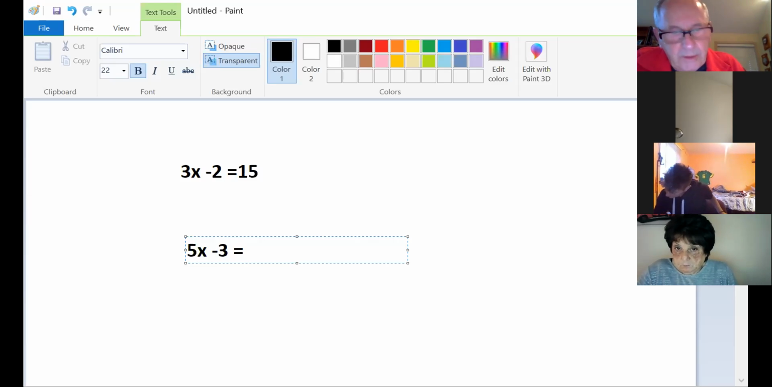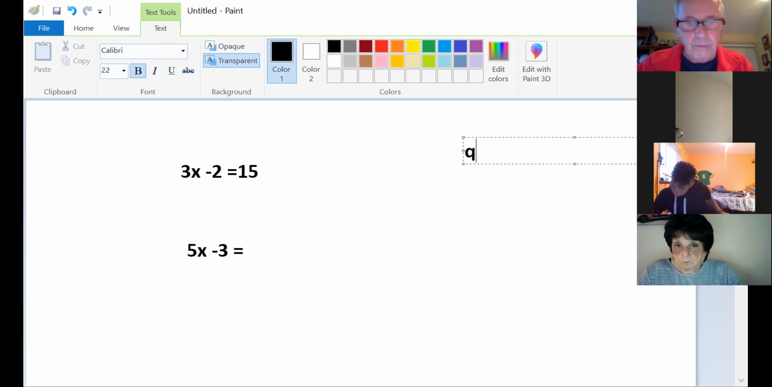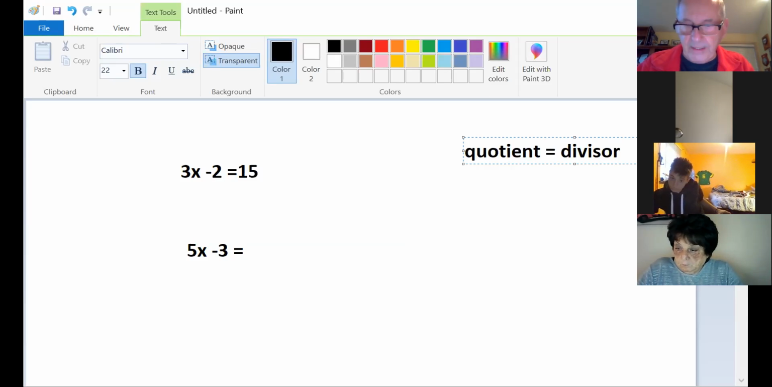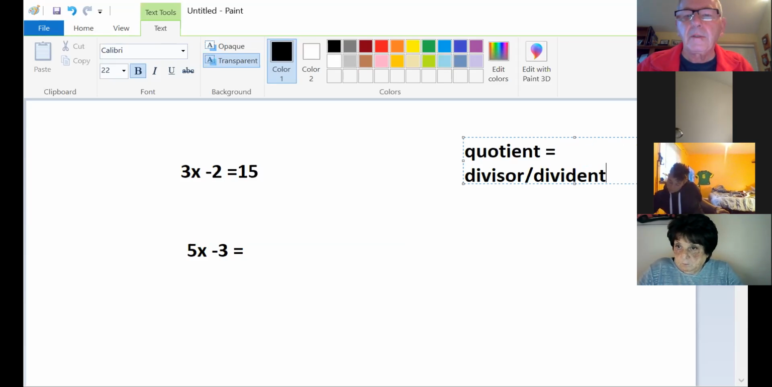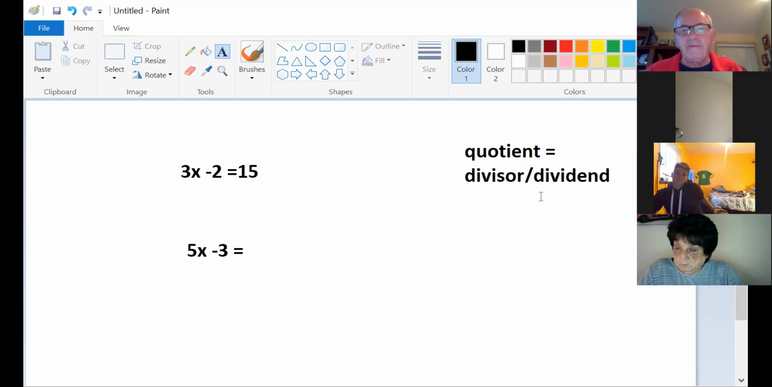When you say the quotient of the number and 4, the divisor is the top one. Remember what that means. Quotient is equal to divisor divided by dividend. Anyway, that's what quotient is equal to: divisor over dividend.